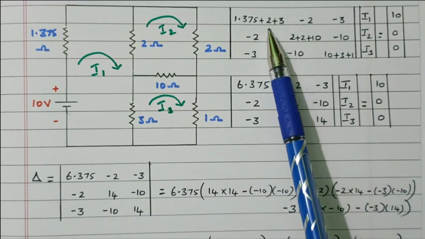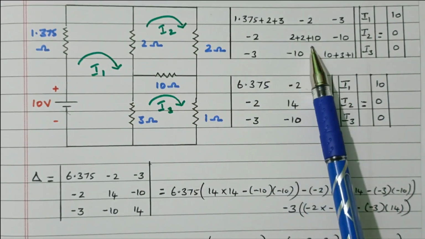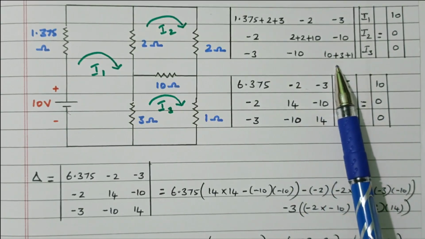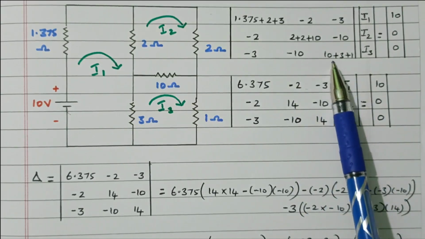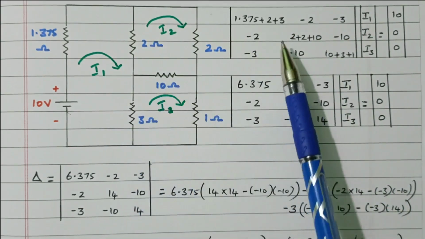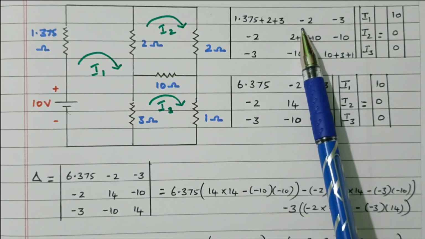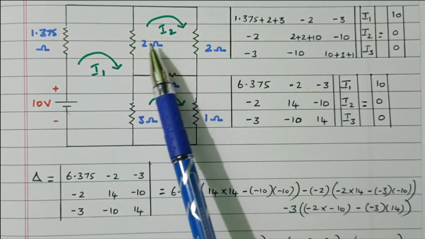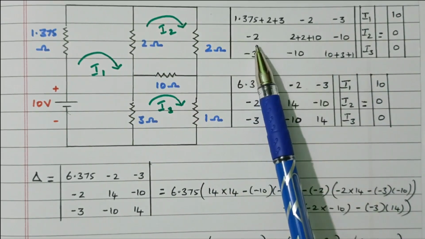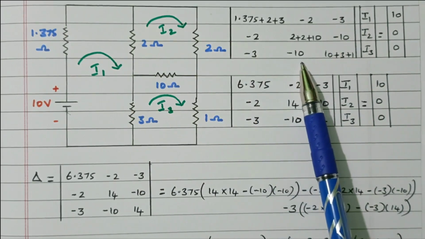So this is R11, the total resistance available in loop 1. R22 is the total resistance in loop 2. R33 is the total resistance in loop 3. All are positive. All others are negative because of the same current direction. This is R12, the common resistor between loop 1 and loop 2, which is 2 ohm. Similarly, this is R13, R21, R23, R31, R32.